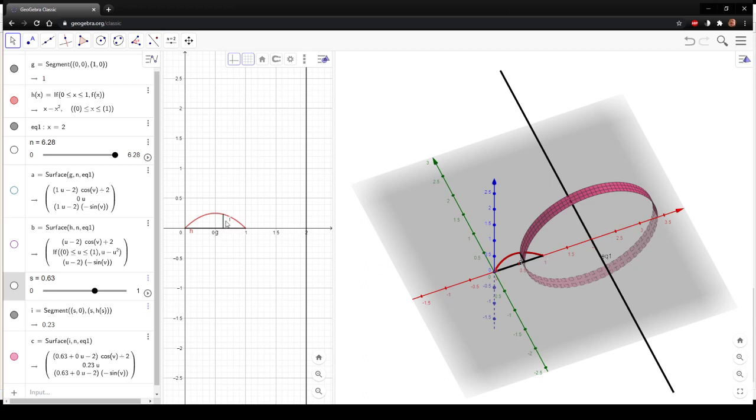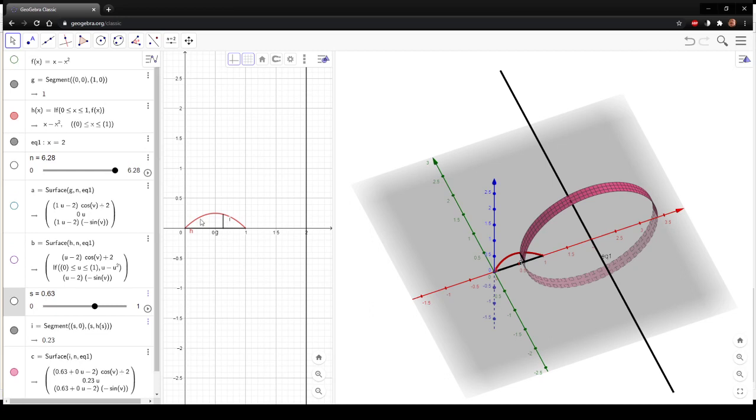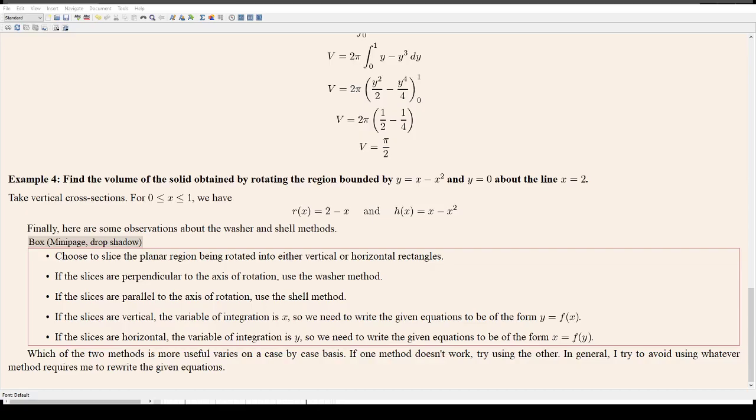As for the height, well, the height is easy. That's just the length of the slice itself. So that's the top minus the bottom. Whatever this is, x minus x squared minus 0. And that's what I've written here. So the radius is 2 minus x. The height is top minus bottom. So top x minus x squared minus bottom 0. So I didn't even write anything.